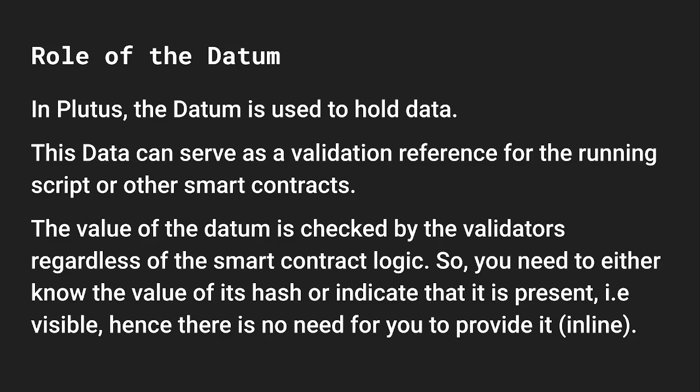The value, however, is checked by the validator regardless of what you do. First of all, because it's going to check whether you have the same value, especially if it's hashed. The validator will tell you whether you have the wrong or correct value. If you see it, then it's not necessary to provide it. If it's inline, you can basically indicate in your logic. We'll see that in the example we'll be doing, that the datum is inline, it's visible. You just need to tell the validator that it is present at your script address.